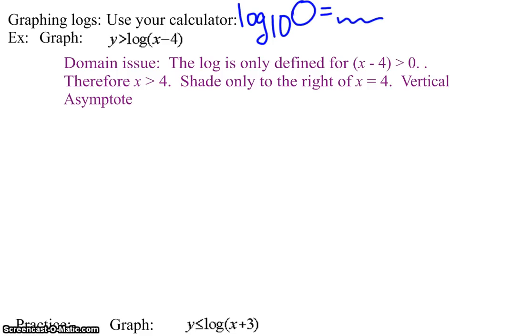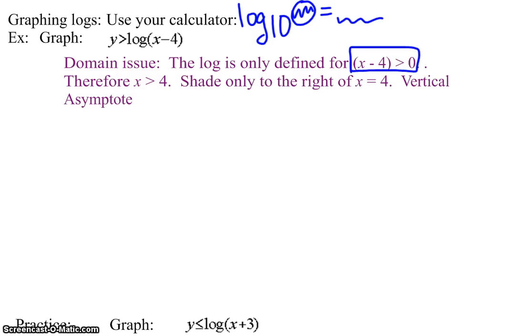Right here needs to be some number greater than 0. So that means we're only going to be able to shade when the log is greater than 0. So I have to do the domain issue: x minus 4 has to be greater than 0. So when I complete this problem, I'm going to have a vertical asymptote at x equals 4, and I'm going to only shade to the right of 4.